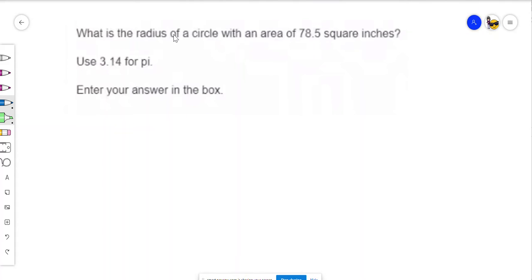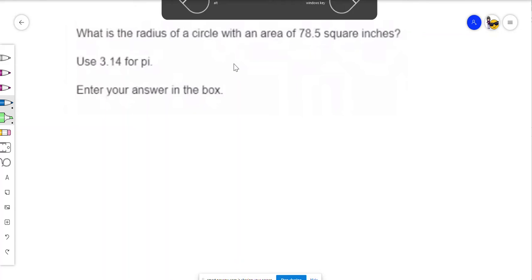Okay, so we need pi r squared is our formula. And I can show you something cool about that someday when we have like tons of time.